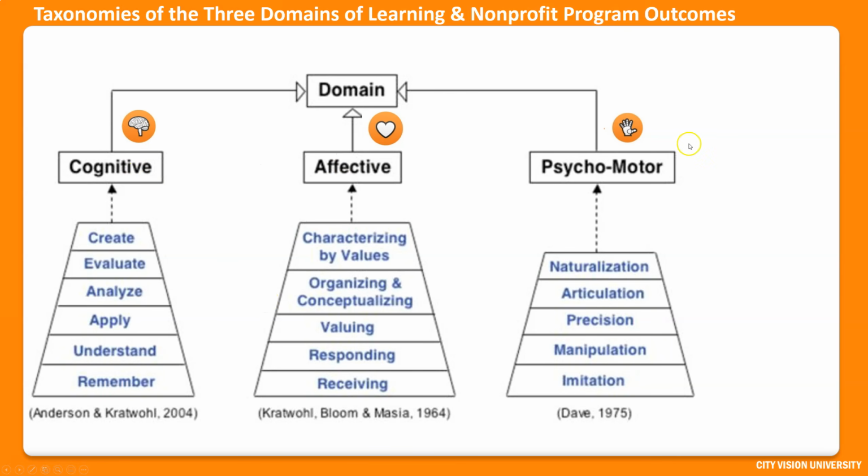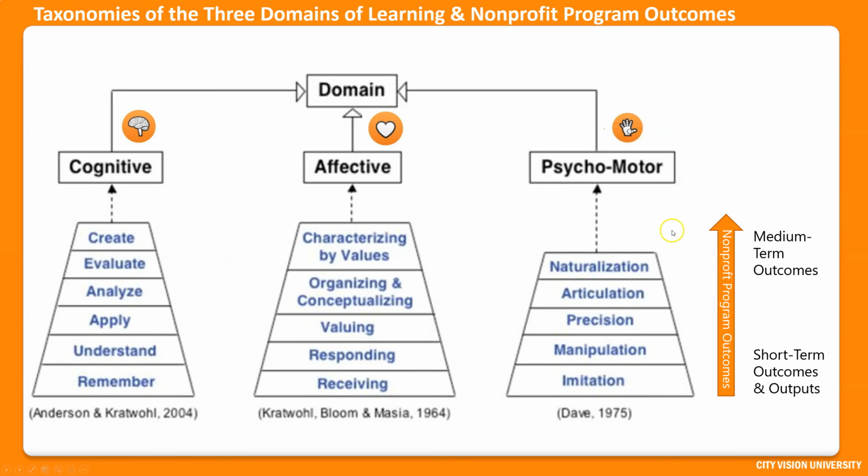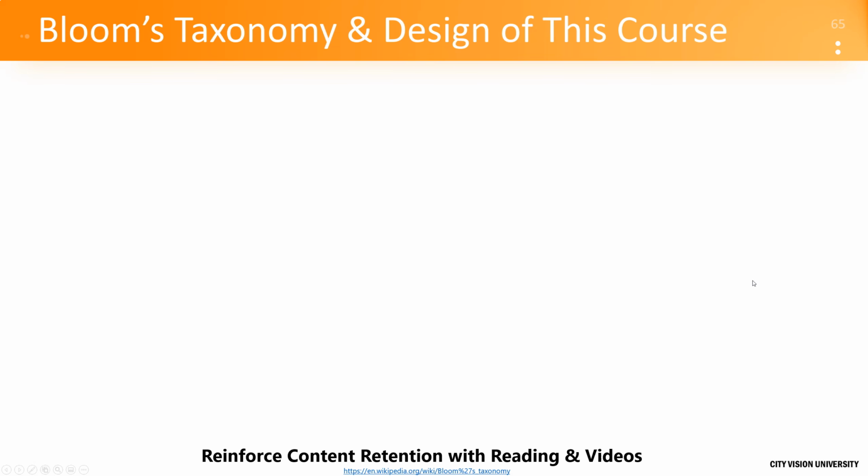As I mentioned before, there are 3 domains: the head, the heart, and the hands, or cognitive, affective, and psychomotor. This week, we're going to go a lot deeper into these 3 domains to help you understand them. To relate these academic outcomes to the overall program logic model, which has short-term, medium-term, and long-term outcomes: most academic outcomes are usually going to fall into the short-term outcomes and outputs or medium-term outcomes.